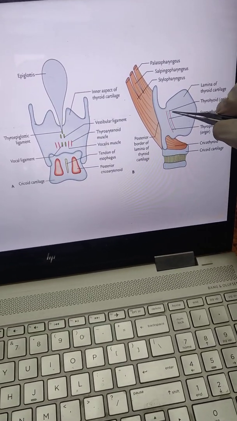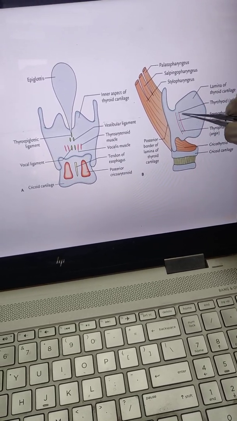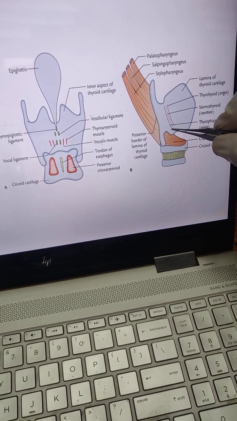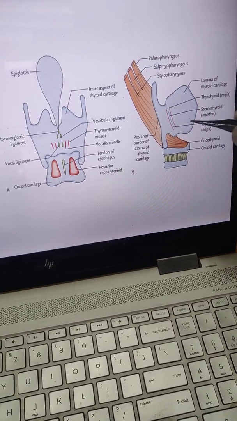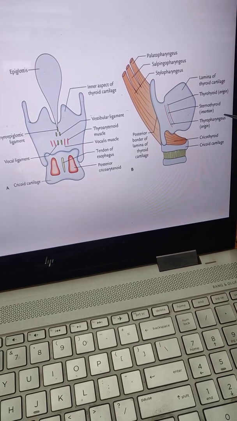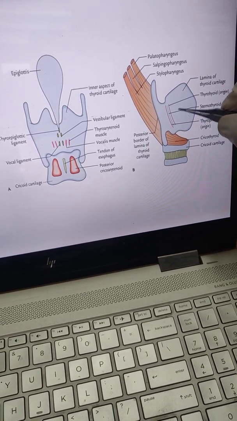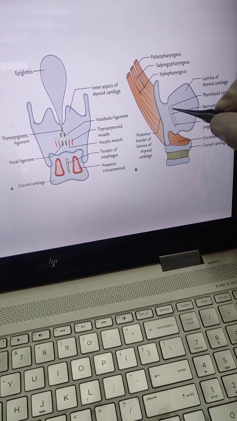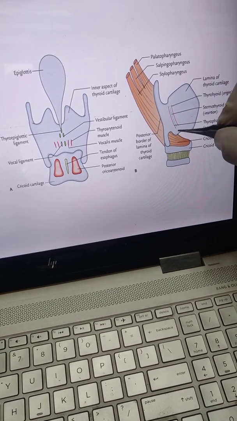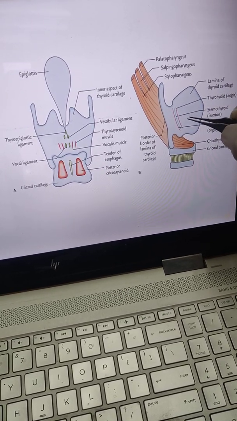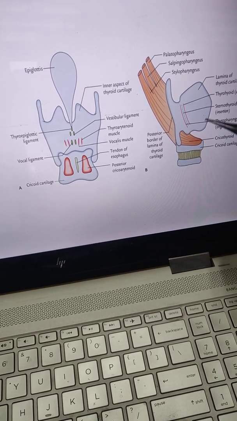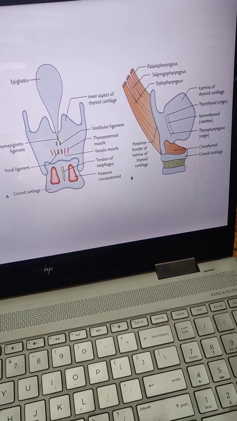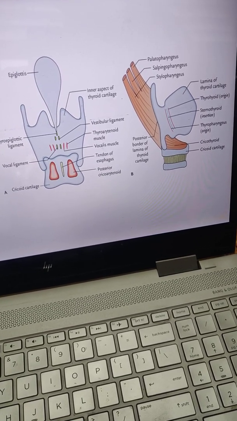On the outer surface of the thyroid cartilage, the oblique line gives the attachment of three muscles. The most lower, the insertion in blue color, is the sternothyroid; above it, in red, is the thyrohyoid; and the lower one is the thyropharyngeus part of the inferior constrictor, which arises from the thyroid cartilage. So the oblique line on the outer side gives attachment to the sternothyroid, thyrohyoid, and the thyropharyngeus part of the inferior constrictor muscle.